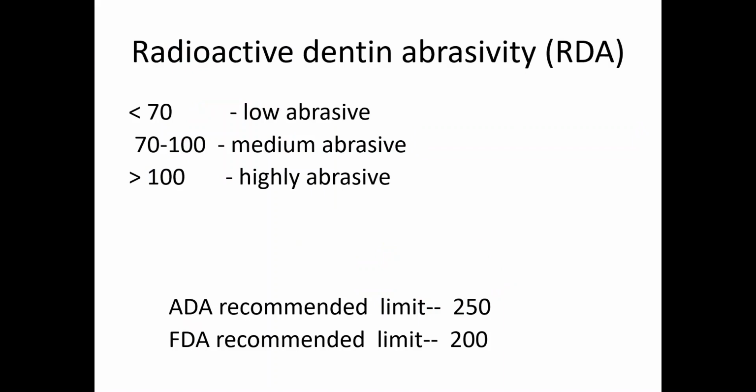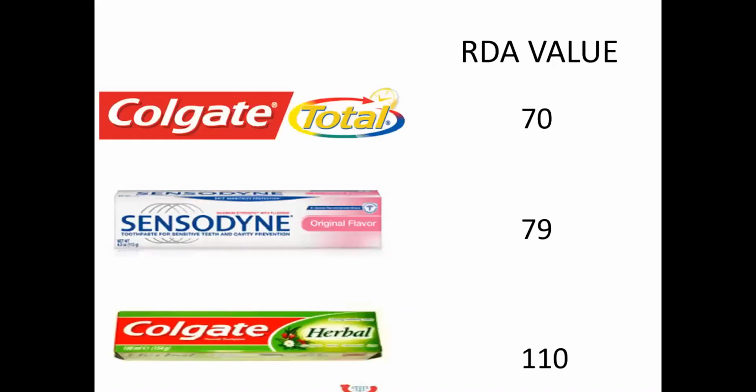Here there is the radioactive dentin abrasivity, which is the unit to measure the abrasivity of any agent. If it is less than 70, it is a low abrasive. If it is from 70 to 100, it is a medium abrasive. And if it is greater than 100, it is highly abrasive. The ADA recommended limit for the abrasives in the RDA is 250, whereas the FDA recommended limit is 200.